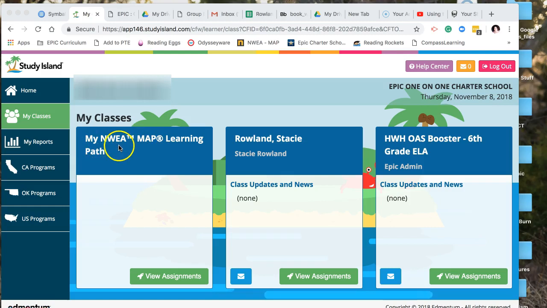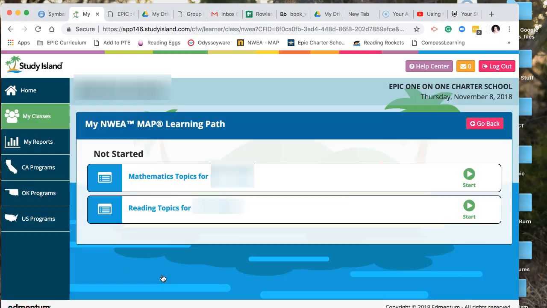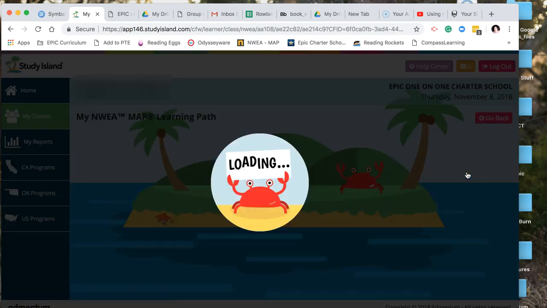This NWEA MAP Learning Path is based off of the beginning of the year benchmarks. It takes your child's scores based on those benchmarks and interprets those into the skills inside Study Island. And it will show you a grade level per skill. So let me just go ahead and click in here. So you can see this student for mathematics.